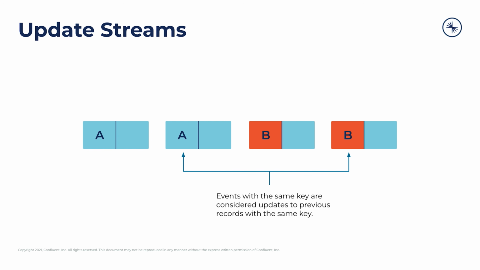Here we see two updates, one for the key A and one for the key B. Now, in this update stream, as opposed to the event stream earlier, we only have two final events at the end. One is the latest value of A, and one is the latest value of B. So each incoming event replaces the previous one.